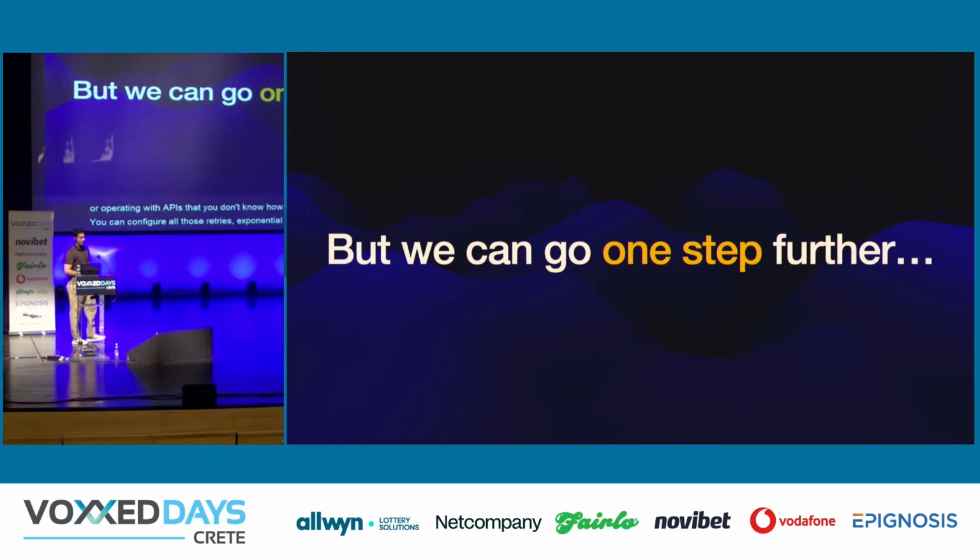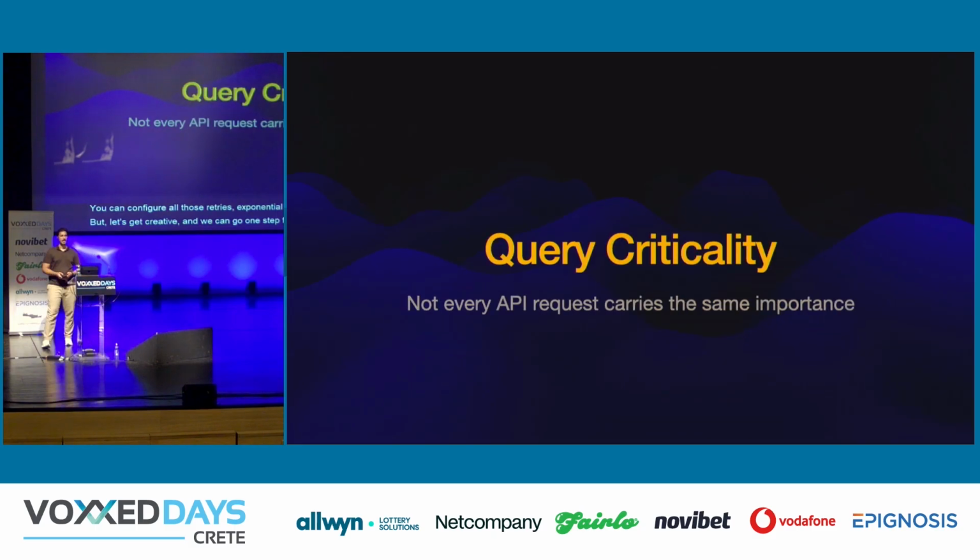But let's get creative, and we can go one step further with this. And I'd like to talk a little bit about query criticality. We took that example of an X or Twitter timeline page, where there are those 100+ requests being made. I don't believe every API request carries the same importance.